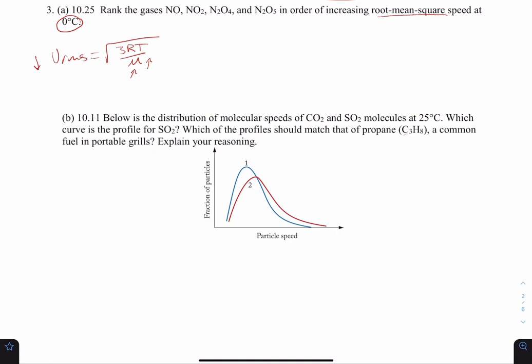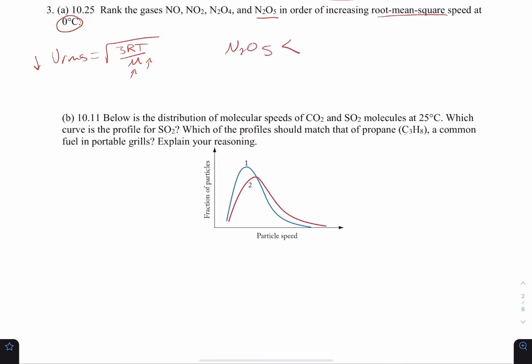Let's use rabbits or whatever. I would expect maybe a heavier rabbit to move slower than a lighter rabbit, right? They're a little bit quicker on their feet, the lighter ones. And so it's the same idea here. The fatter the gas, or the fatter the particle, the slower it's going to move. So in terms of increasing root mean square speed, I'm going to start with the slowest one. And just looking at this, it looks like N2O5 is going to be the heaviest, just knowing that it's got the most N's and the most O's in its molecular formula. So I'm going to say N2O5 first.